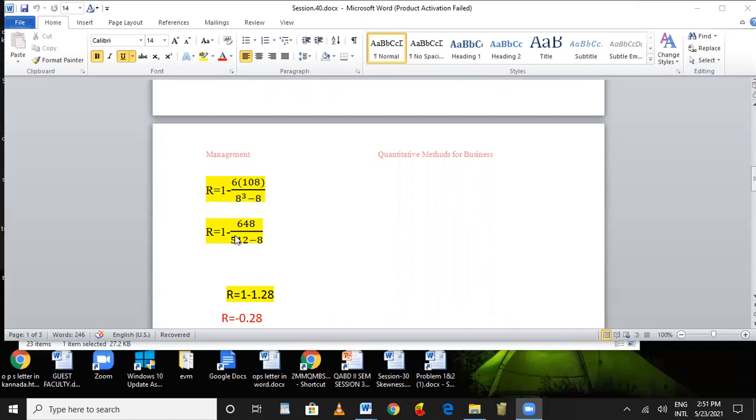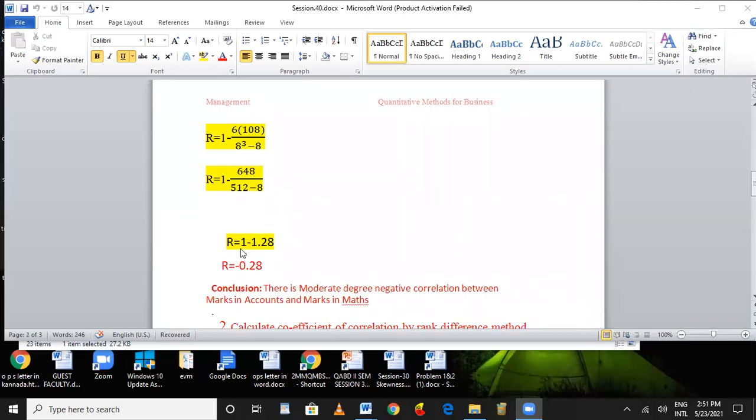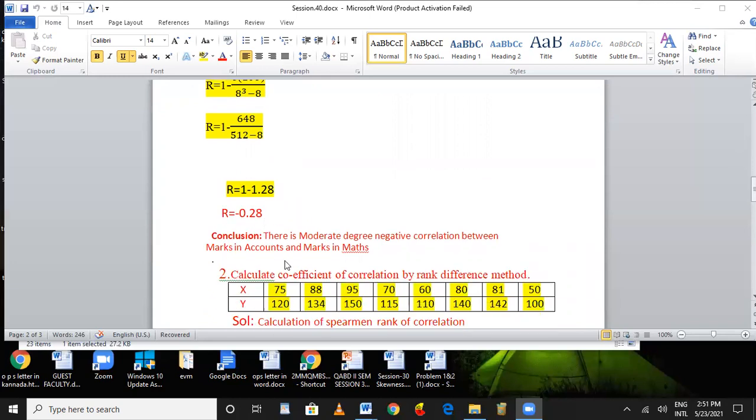R is equal to 1 minus 6 into 108, which is 648. 8 cube minus 8 comes to 512 minus 8, 504. If you divide, you will get R equal to 1 minus 1.28. The R is equal to minus 0.28. There is a low degree of negative correlation between marks in accounts and maths.